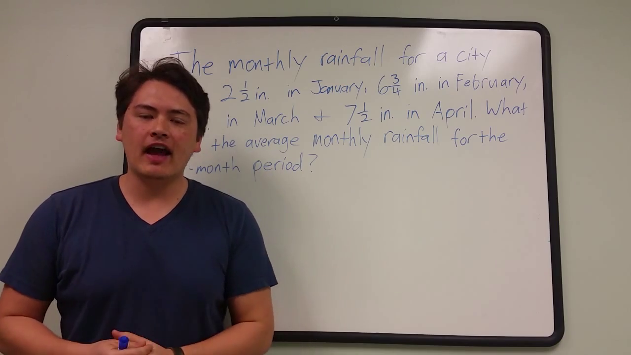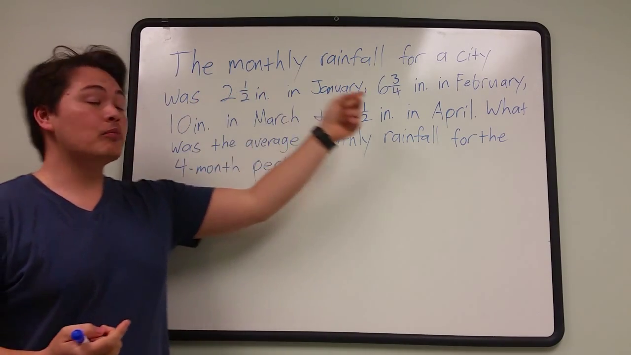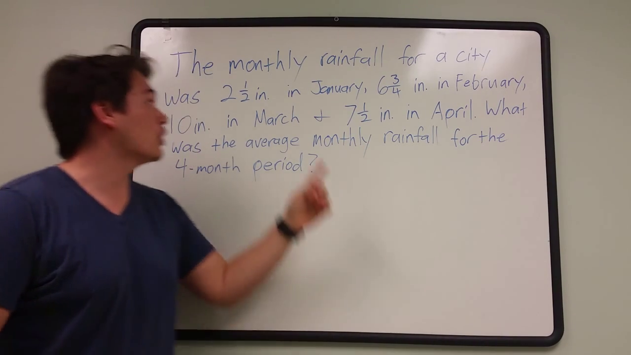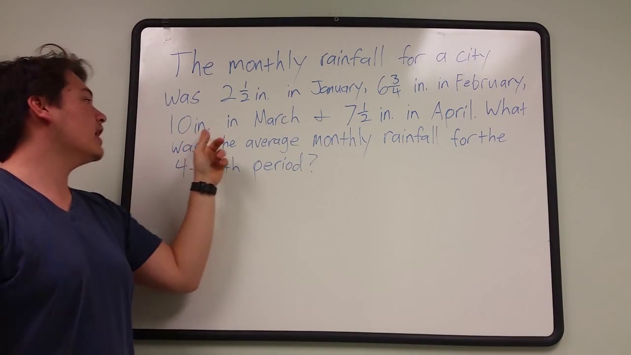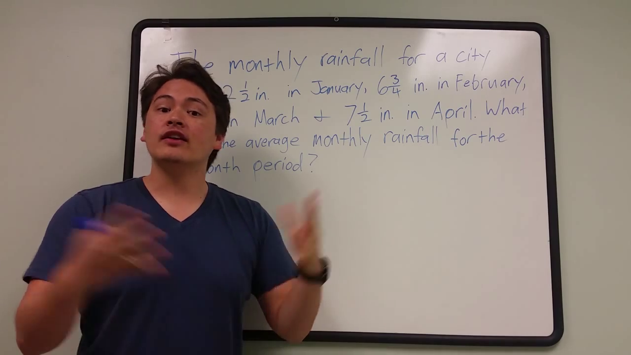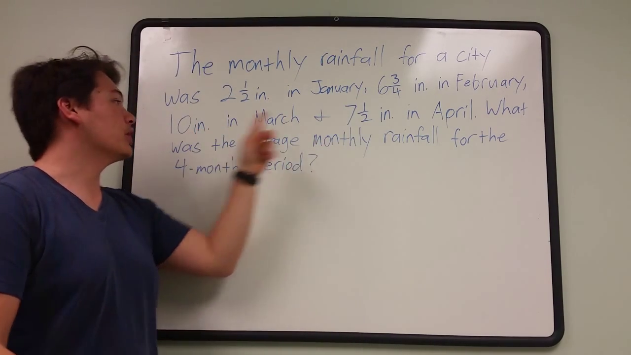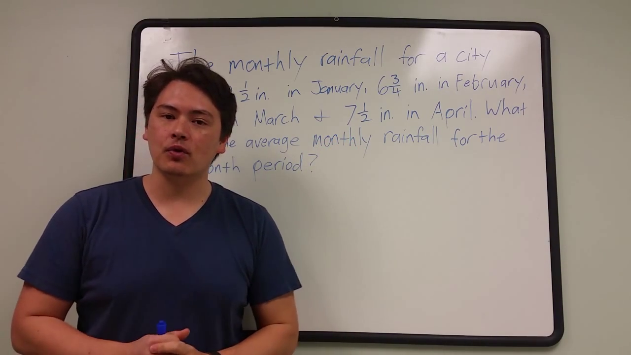When you're trying to find the average, what you're going to do is add up all of these numbers in inches, and then divide it by how many there are. So we're going to add 2 1/2 inches, 3 3/4 inches, 10 inches, and 7 1/2 inches. Add those up together, and then divide by how many there are, which is 1, 2, 3, 4. So we're going to add them all together and then divide it by 4.